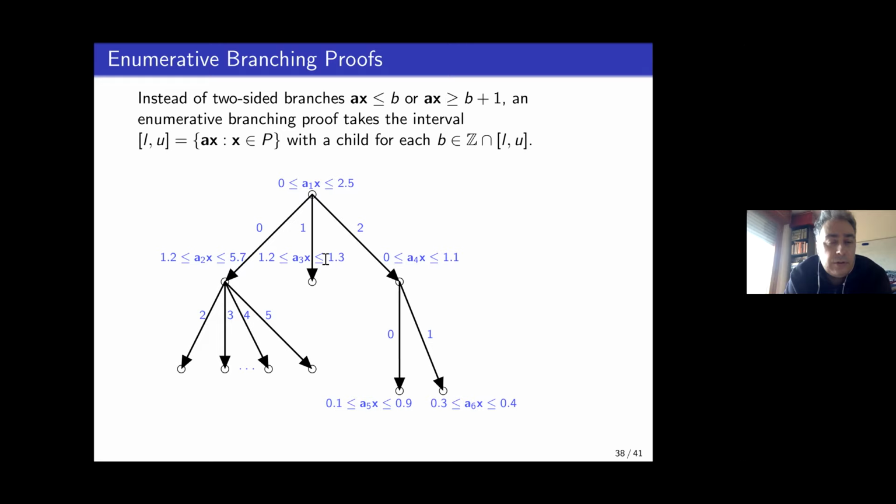Yeah, so there is a lot going on there. This enumerative formalization is exactly what happens in Lenstra's algorithm. Lenstra's algorithm follows this pattern exactly, and the depth in Lenstra's algorithm is exactly the dimension. So you really have an enumerative branching proof where at every node the number of branching decisions is polynomial in the dimension and the depth is exactly the dimension. So this is what was proven on the upper bound side, theoretically.